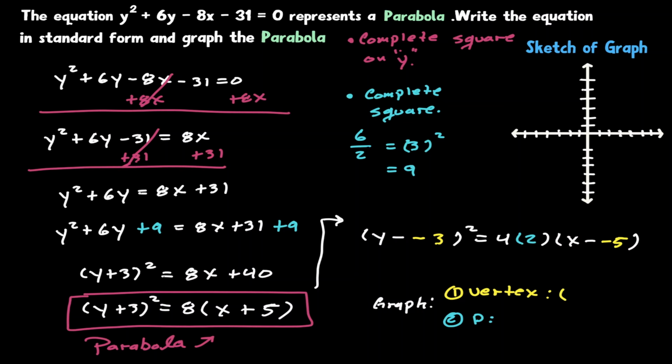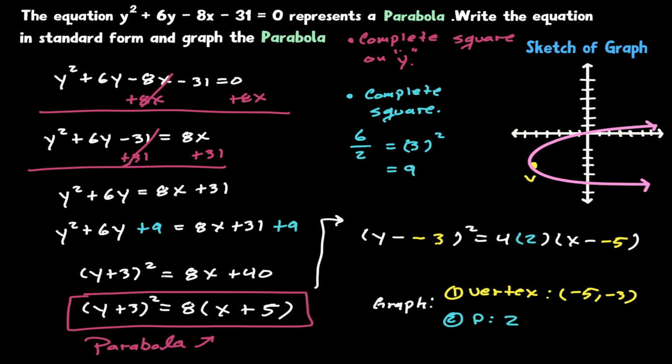The vertex has a location at (-5, -3), and we have a focal distance of +2. So let's start by placing our vertex at (-5, -3). But because y is being raised to the second, we have a parabola that is either opening to the left or opening to the right. But because the focal distance has a positive value, we need to give it a positive direction, which is to the right. So here we have our parabola.